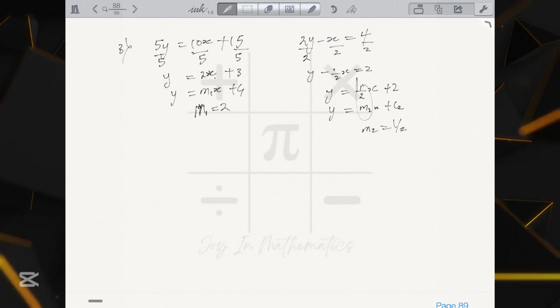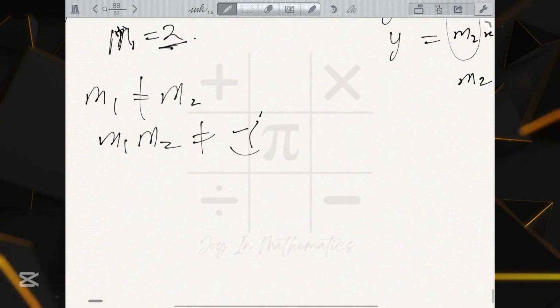So we check for parallel lines, we check for perpendicular lines. We can see that m1 is not equals to m2. Likewise, m1 times m2 is not equals to minus 1 because 2 multiplied by 1 over 2 is equals to 1. So with that, we go back to our general formula of evaluating the angle between two lines. So let's write the general formula.